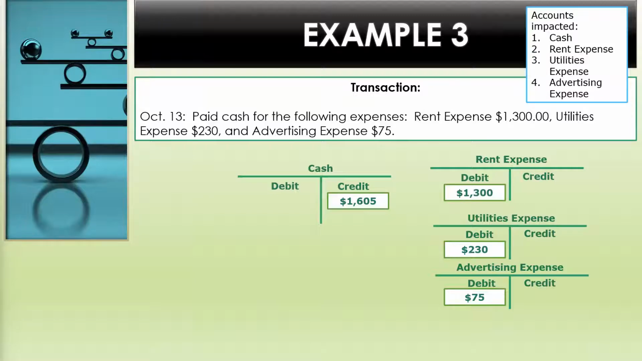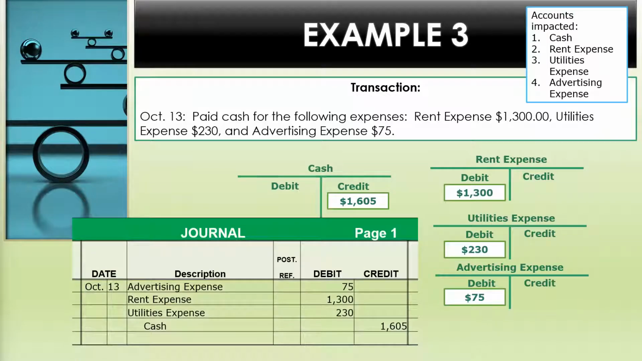Example 3. Business transaction. On October 13th, we paid cash for the following expenses. Rent expense is $1,300, utilities expense $230, and advertising expense in the amount of $75. This transaction impacts 4 accounts: cash, rent expense, utilities expense, and advertising expense. This is what the journal entry looks like.